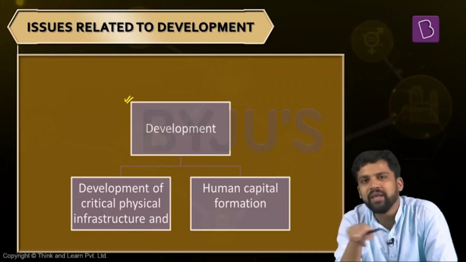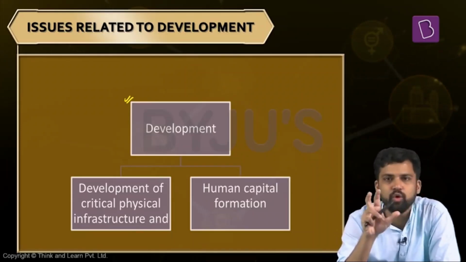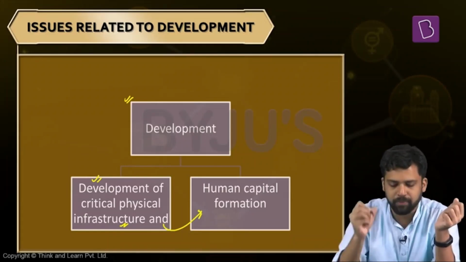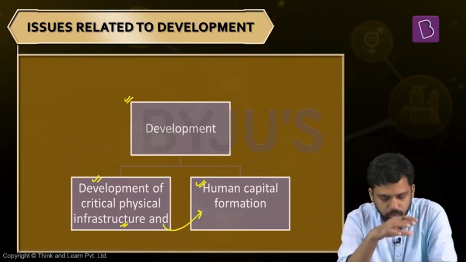That is development. So for bringing about development, we have different kinds of schemes. And broadly, these schemes will fall into two categories. Government tries to address development through two ways. One way is development of physical infrastructure, and another way is human capital formation. You are building human capital. And for both these things, you have different kinds of policies.